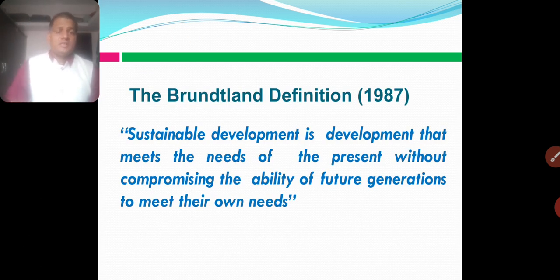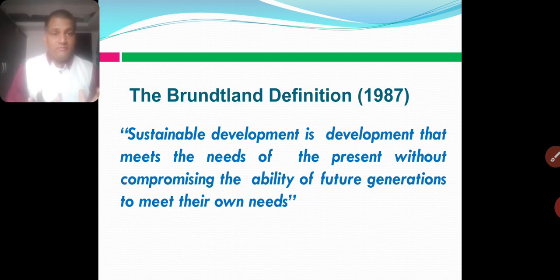So that was very nicely defined in the Brundtland conference in 1987. What they defined is that sustainable development is a development that meets the needs of the present without compromising the ability of future generations to meet their own needs. Whatever your need, it should be met without compromising the ability of the future generation to meet their own needs.